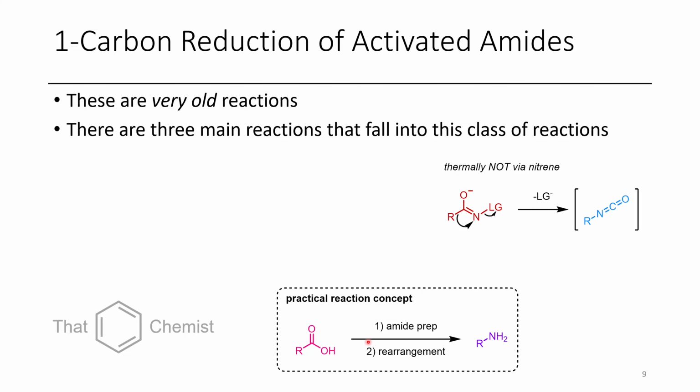So the general reaction is you take a carboxylic acid, which could also be an amide, just depending on conditions, prep the amide, and then undergo a rearrangement reaction, which essentially just deletes the CO and puts a nitrogen in its place.